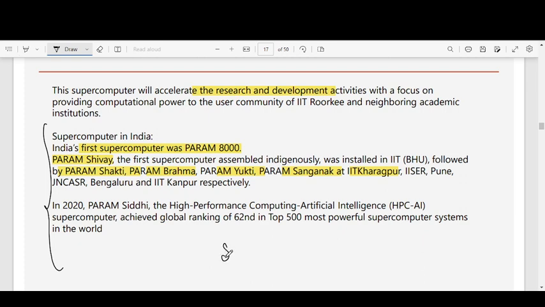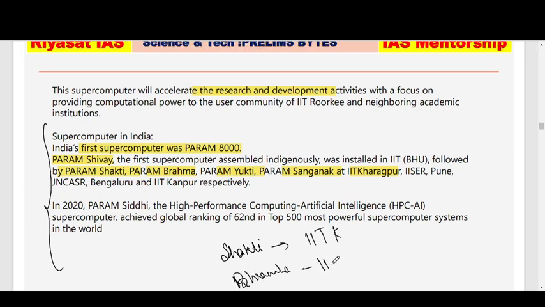Basically, Shakti is at IIT Kharagpur, okay? Brahma is at IISER. Yukti is at JNCASR. And Sangnak is at IIT Kanpur.